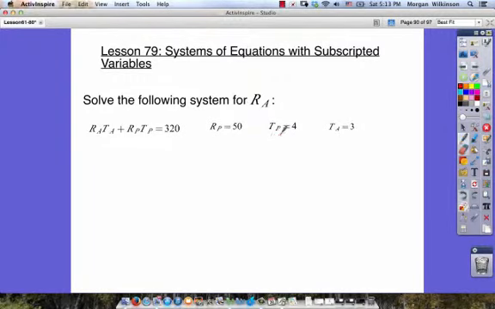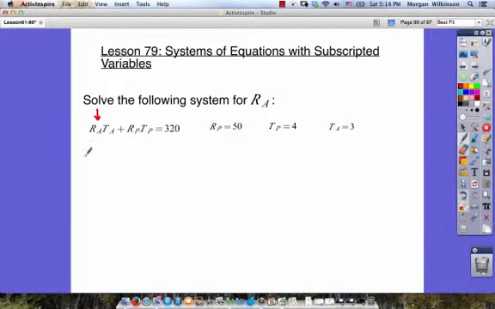Now what we know: r sub p equals 50, t sub p equals 4, and t sub a equals 3. So we want to solve the following system for r sub a. That's right here. So we need to figure out what r sub a equals, and we're going to do that by substituting our other values into our equation and then solving through.